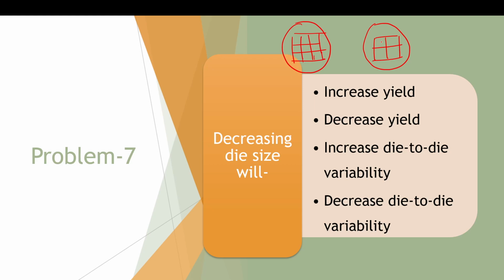So, what is the change? You have different parameters, right. Say there is a wire here, the resistivity of the wire here will vary die to die. So, what is this variability? Will that variability increase or decrease?